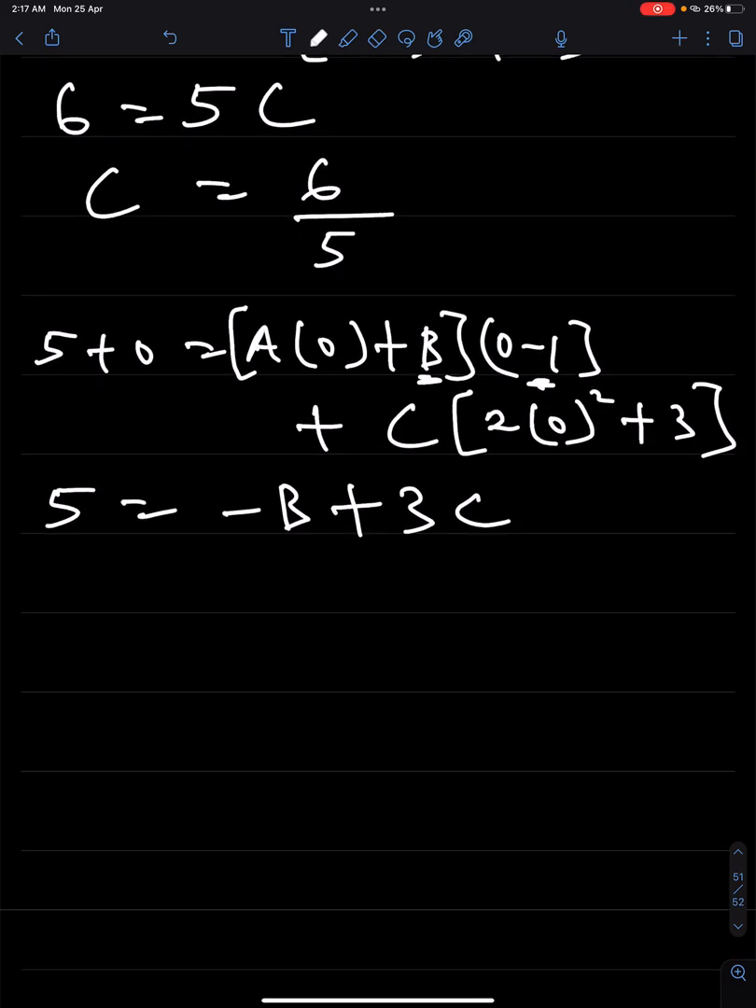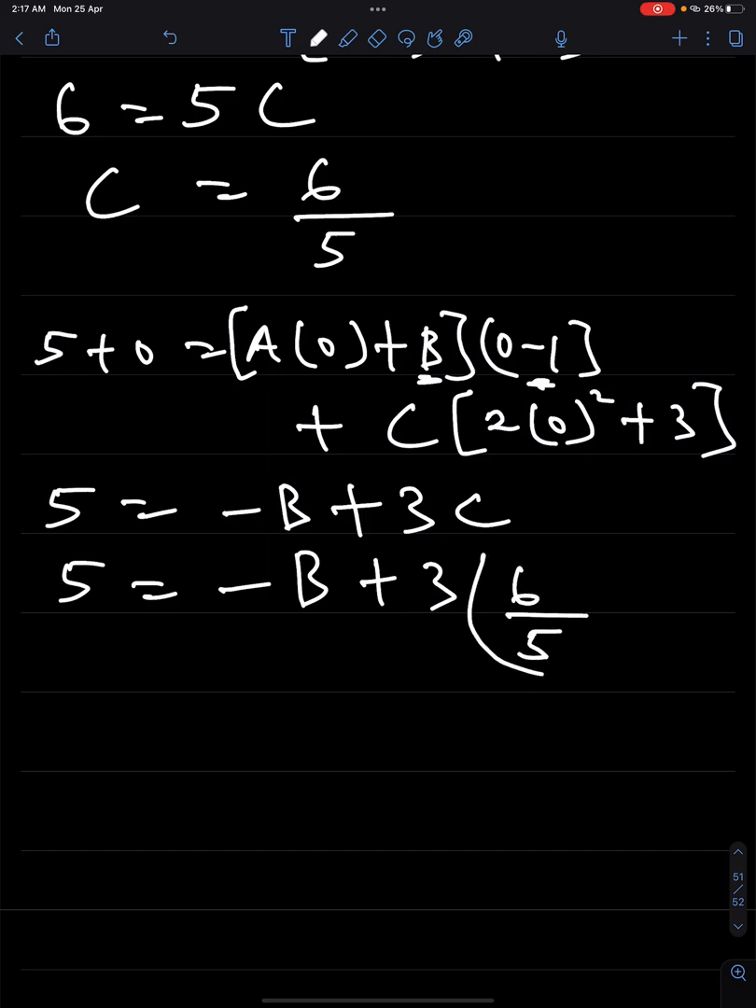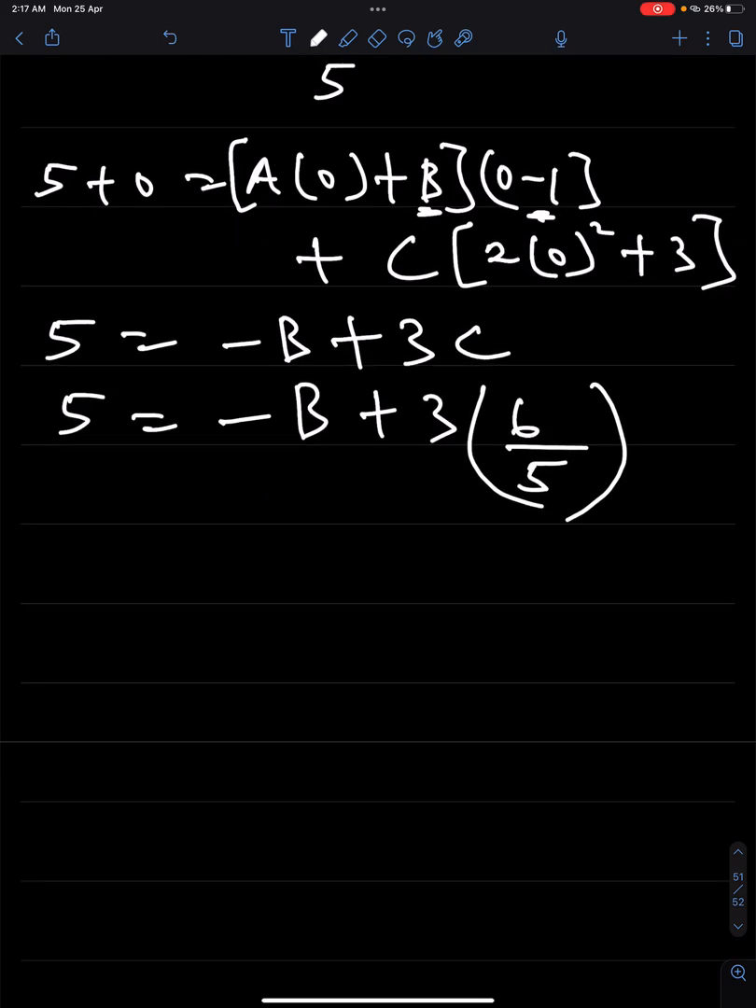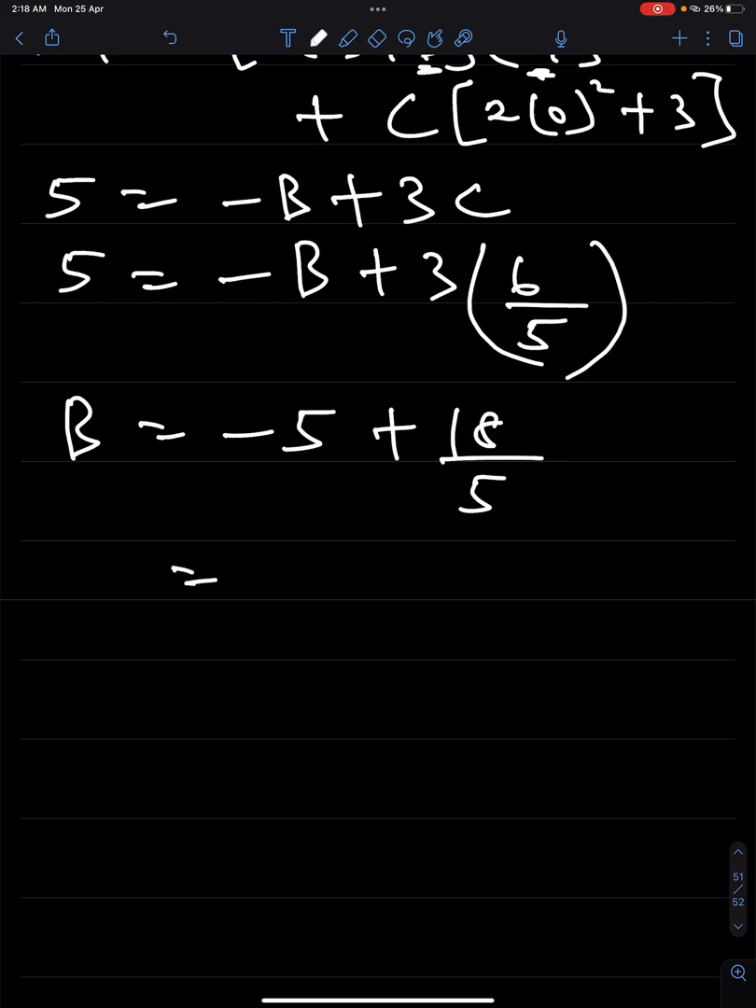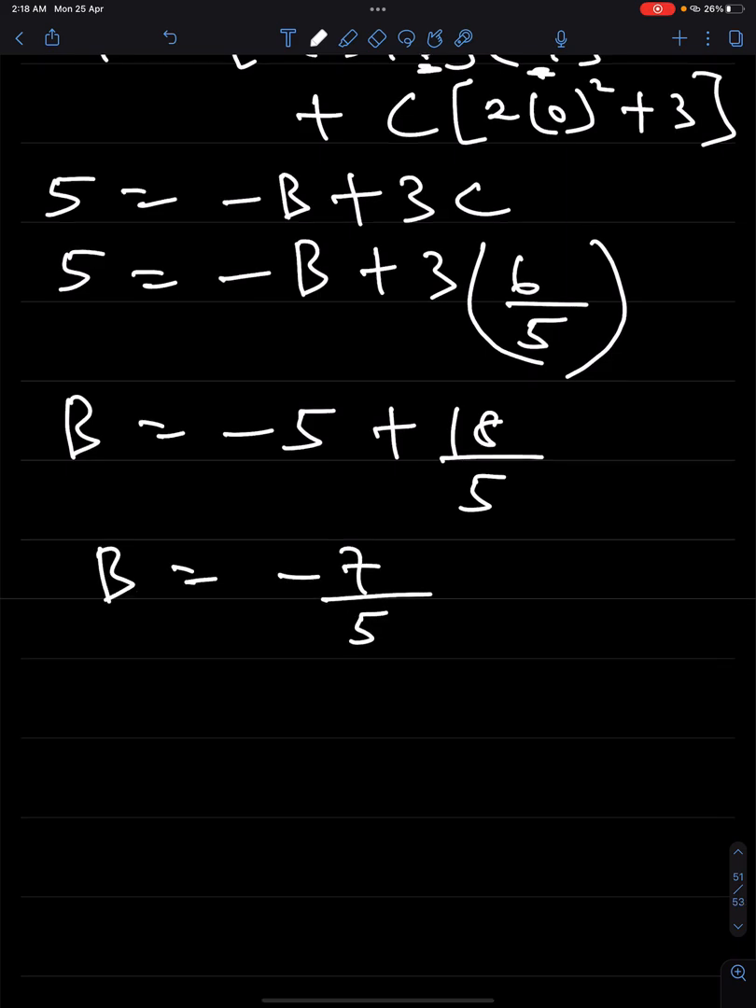So that means 5 equals minus b plus 3 into bracket 6 over 5. That's the value of c, which means let me bring minus b to the left hand side, and it becomes plus b, and I'm taking 5 to the right hand side. That will be minus 5 plus 18 over 5, and that's simply minus 7 over 5. You can work that out. That's what you get. b is equal to minus 7 over 5.